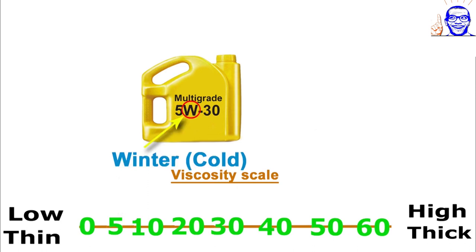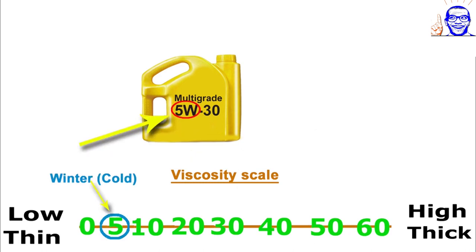And so moving on to the W, what the W stands for generally is winter or cold. And what the 5 and the W now means for this oil is that this oil does have a viscosity of 5, but when it's cold. And that's a good thing because we want the oil as runny as possible when we start the engine from a cold start in order to get all of that oil up to the components of the engine as quickly as possible for lubrication. And so now we know how this oil is behaving in the cold. It's behaving with a viscosity of 5, quite runny.